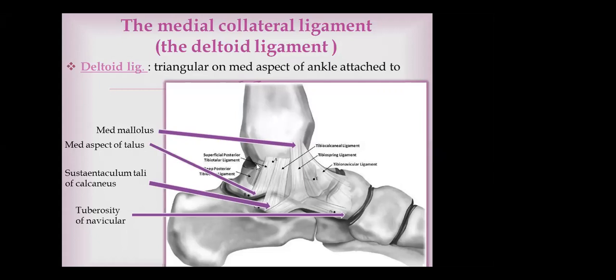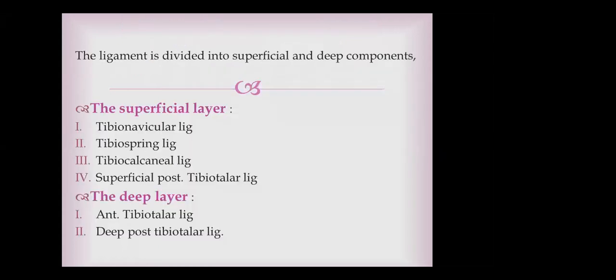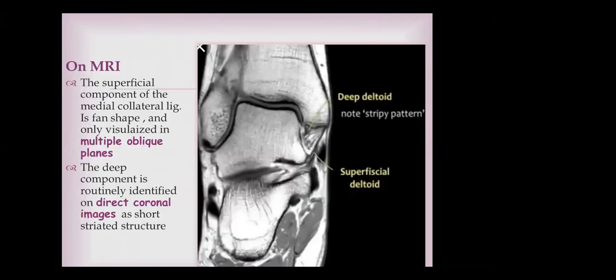These are all the superficial part. The deep part is the posterior tibiotalar and the anterior tibiotalar, as we divided and saw in the picture. On MRI, this is a coronal section that shows the deep deltoid and superficial deltoid ligament. The superficial we must see in multiple oblique planes, whereas the deep can be seen in a direct coronal image.